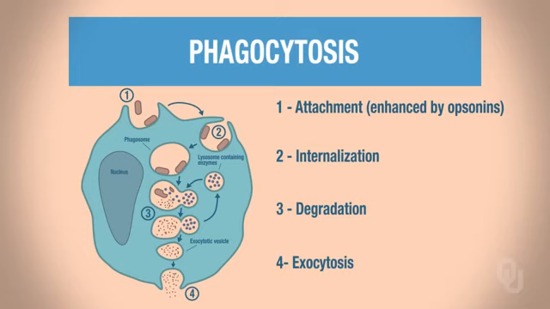Why are opsonins important in phagocytosis? Then we have interferon. This is another type of innate immunity. And the goal of interferon is to interfere with viral replication.